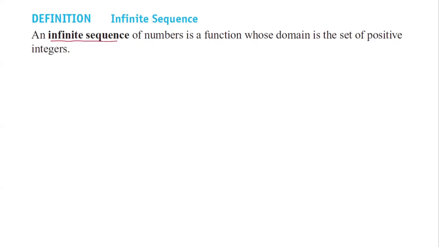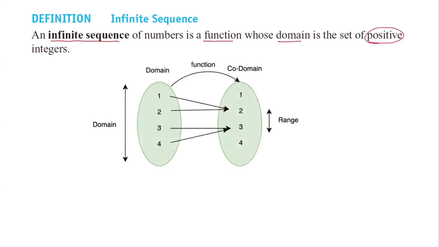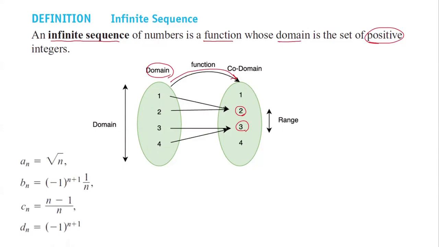An infinite sequence is a function whose domain is the set of all positive integers. Any function takes values from the domain and maps them to the codomain, and the y values form the range of the function. For example, take a sub n, which is the square root of n.